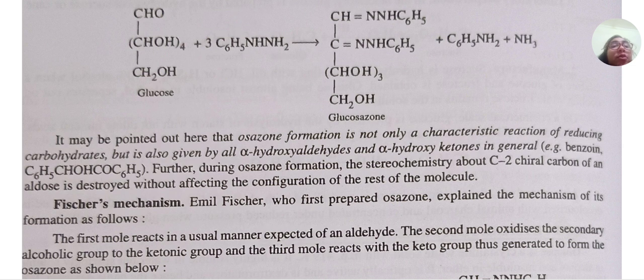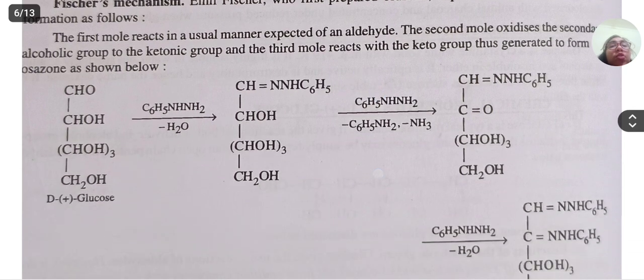Fischer, who first prepared osazone, explained the mechanism of its formation. The first mole reacts in the usual manner expected of an aldehyde. The second mole oxidizes the secondary alcohol group to the ketonic group, and the third mole reacts with the keto group thus generated to form the osazone as shown below.